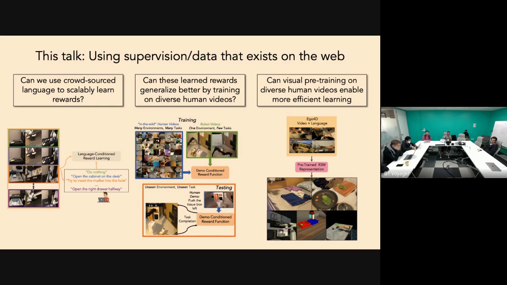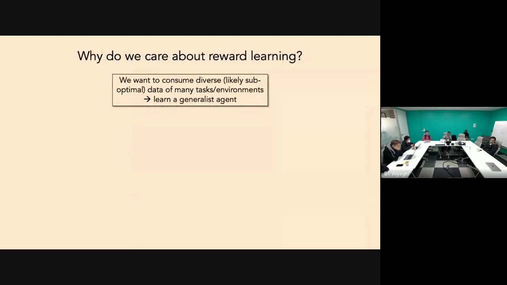I'll start by talking about using crowdsourced language to learn rewards. To start things off, why might we care about reward learning at all? We were just talking about annotating and hand engineering rewards, and the challenges with that. At the end of the day, if we want an agent that's able to consume large and diverse data sets across many tasks and environments, these data sets will likely contain data of varying quality, but we want to consume all of it and output a generalist agent.